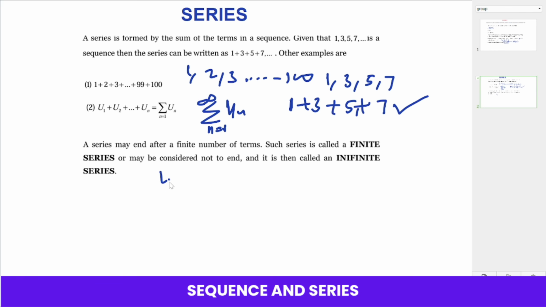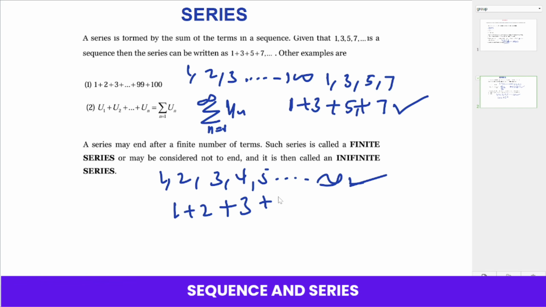We don't know the end of that particular number, and this is an example of an infinite sequence. But once we add these numbers together, 1 plus 2 plus 3 plus 4 plus 5 up to infinity, it becomes an infinite series. And we are saying that these three dots are called an ellipsis, which shows that a particular series or sequence does not have an end.